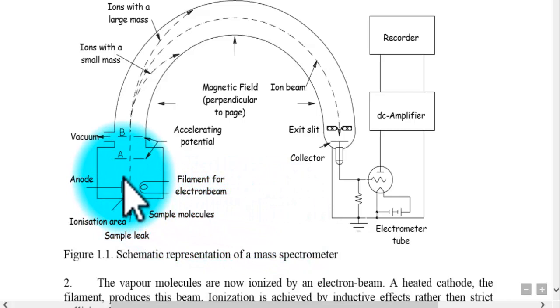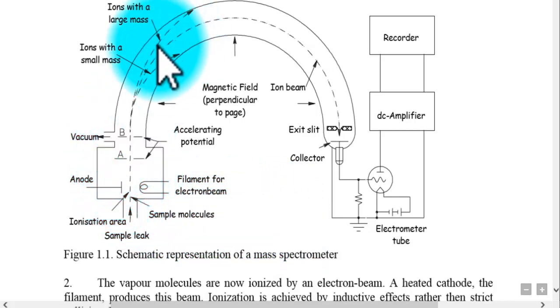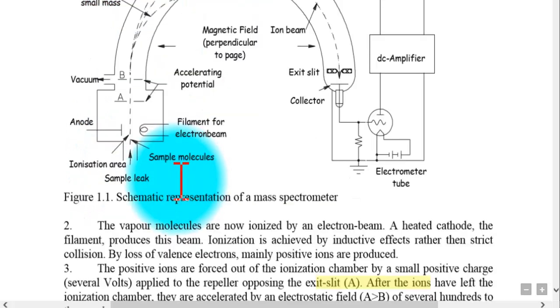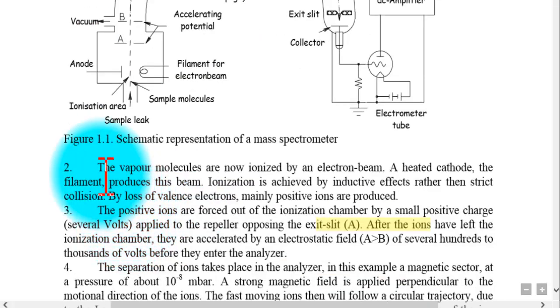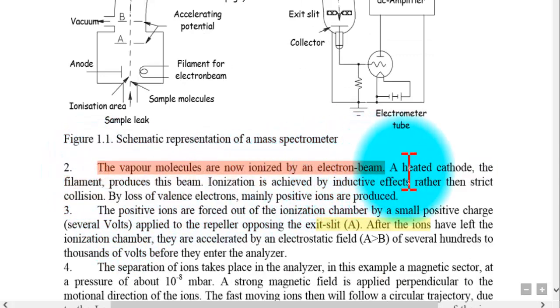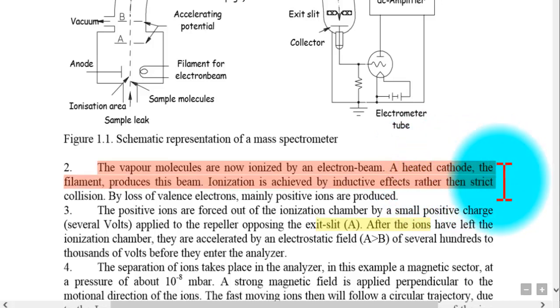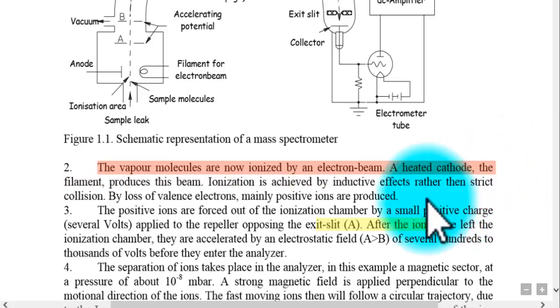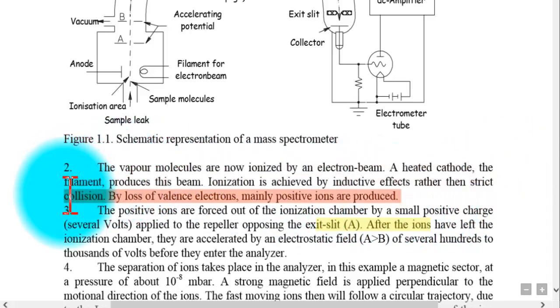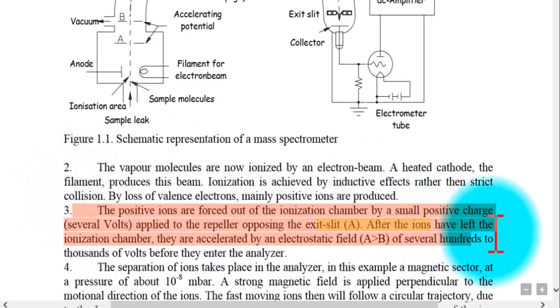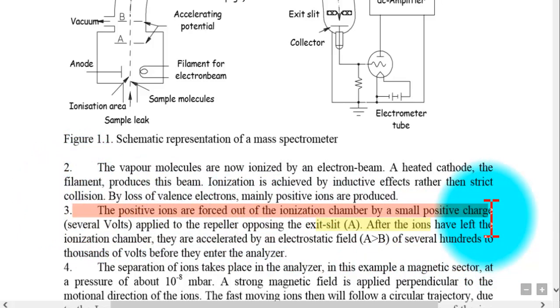First is the ionization. Then we can change the radius of an ion. The second part is that the vapor molecules are now ionized by an electron beam. A heated cathode, the filament, produces this beam. Ionization is achieved by inductive effect rather than strictly by collision. By loss of a valence electron, mainly positive ions are produced. Third, the positive ions are forced out of the ionization chamber by a small positive charge.